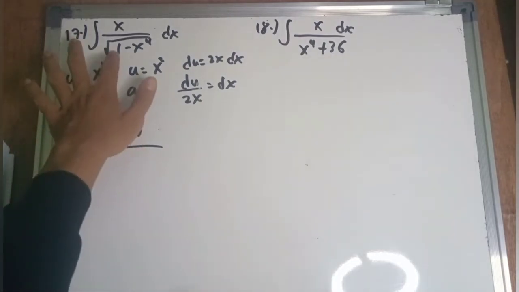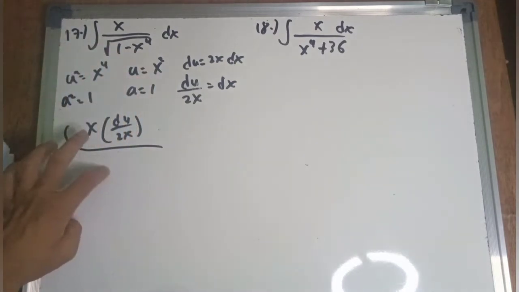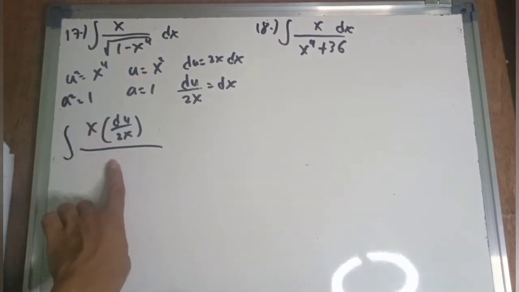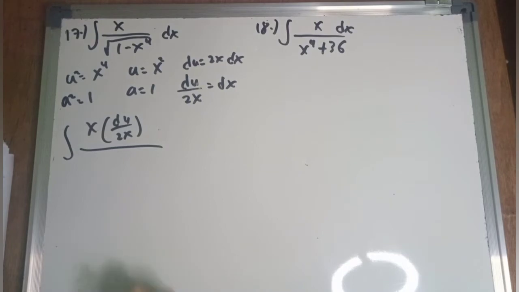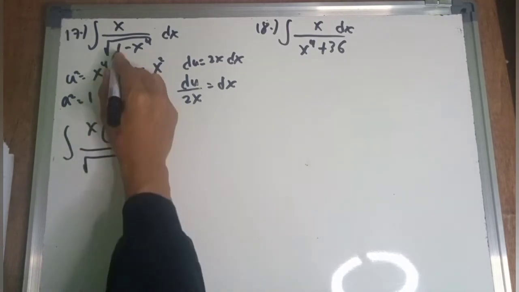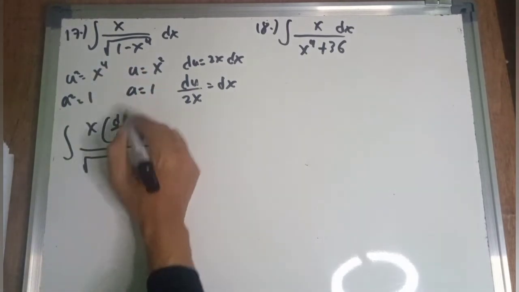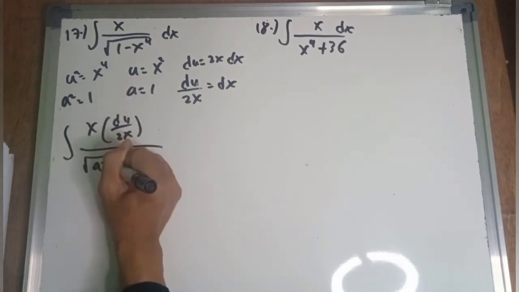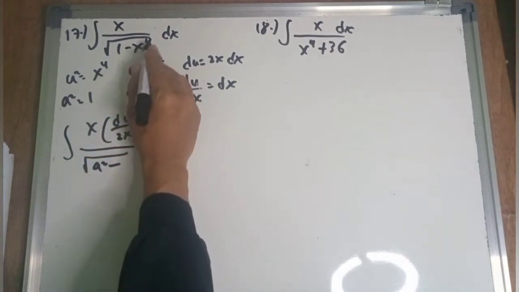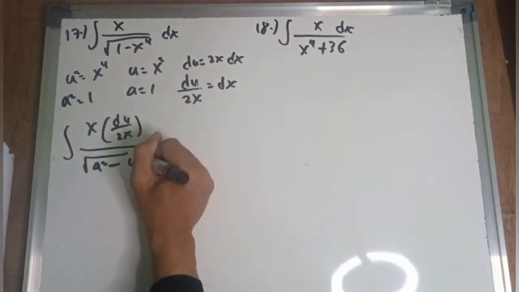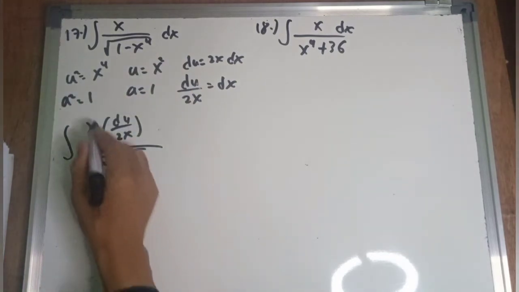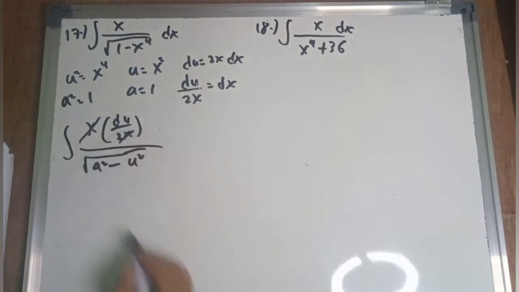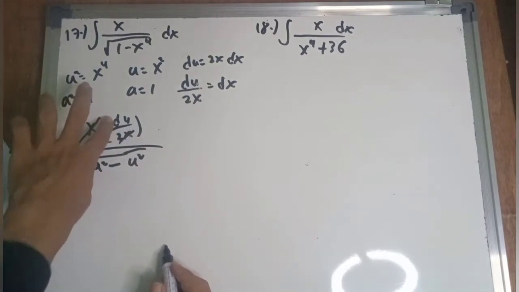Now, what is this? The square root of 1: the square root of 1 is a squared. This is a squared, minus x to the 4. X to the 4 is u squared. So we know this is the inverse of sine. One x will cancel with the other x, so what remains here is 1 over 2.